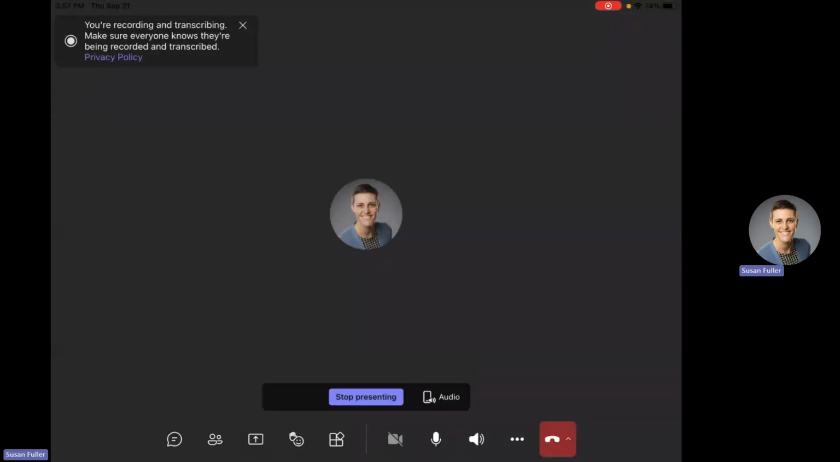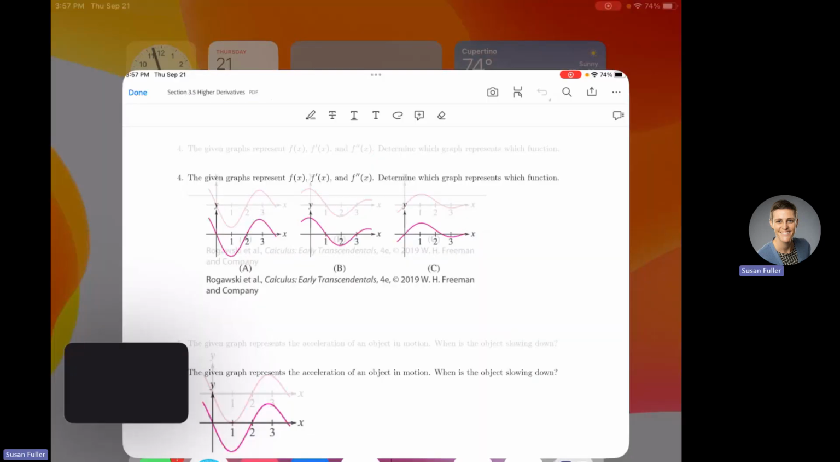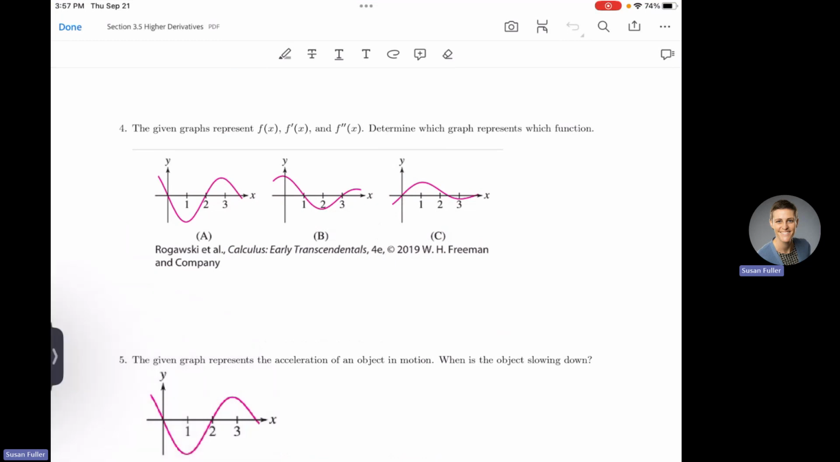Hello, everyone. I wanted to make you a quick video to help with the derivative graphs in section 3.5. We started working with derivative graphs in section 3.2, I believe it was, when we were doing the derivative function. When we first started talking about the derivative as a function, we did derivative graphs there.